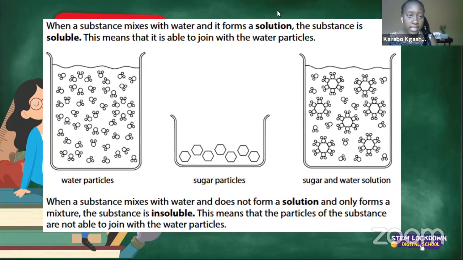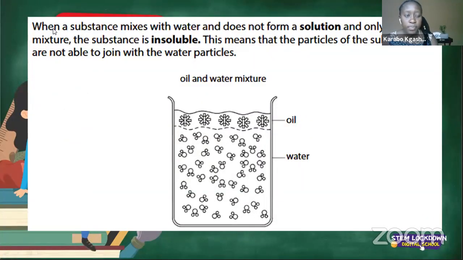Right, next slide. Alrighty. When a substance mixes with water and does not form a solution and only forms a mixture, the substance is insoluble. This means that the particles of the substance are not able to join with the other water particles. It is very hard to mix oil and water together. The oil stays at the top and the water stays at the bottom.